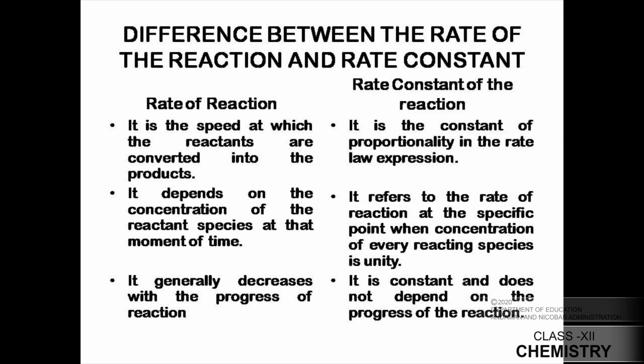With the help of this slide, you can clear your concept about the difference between the rate of the reaction and the rate constant. The rate of the reaction is the speed at which the reactants are converted into the product. It depends on the concentration of the reactant species at that moment of time. It generally decreases with the progress of the reaction. And what is the rate constant of the reaction? It is the constant of proportionality in the rate law expression. It refers to the rate of reaction at the specific point when the concentration of every reacting species is unity. And the last one is that it is a constant and does not depend on the progress of the reaction.